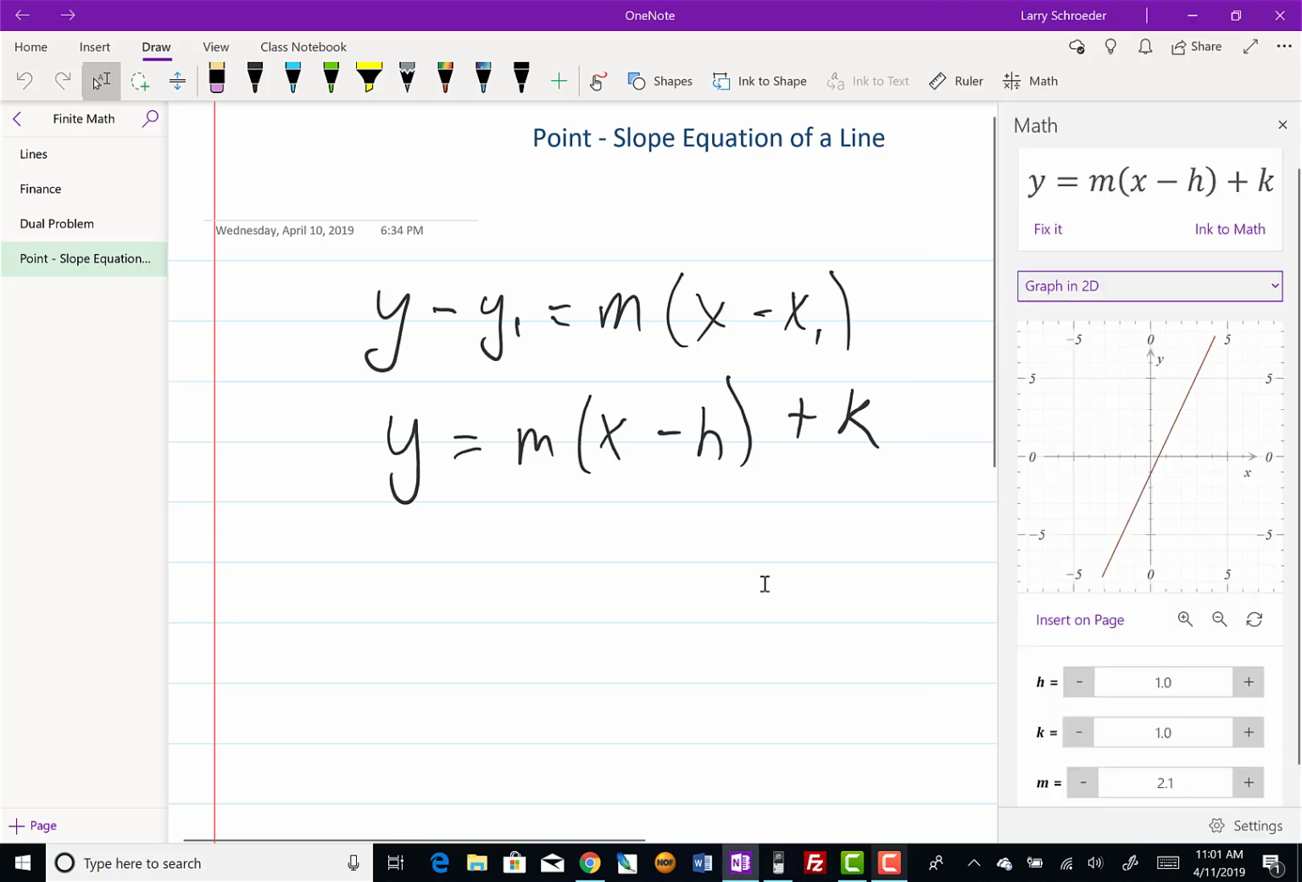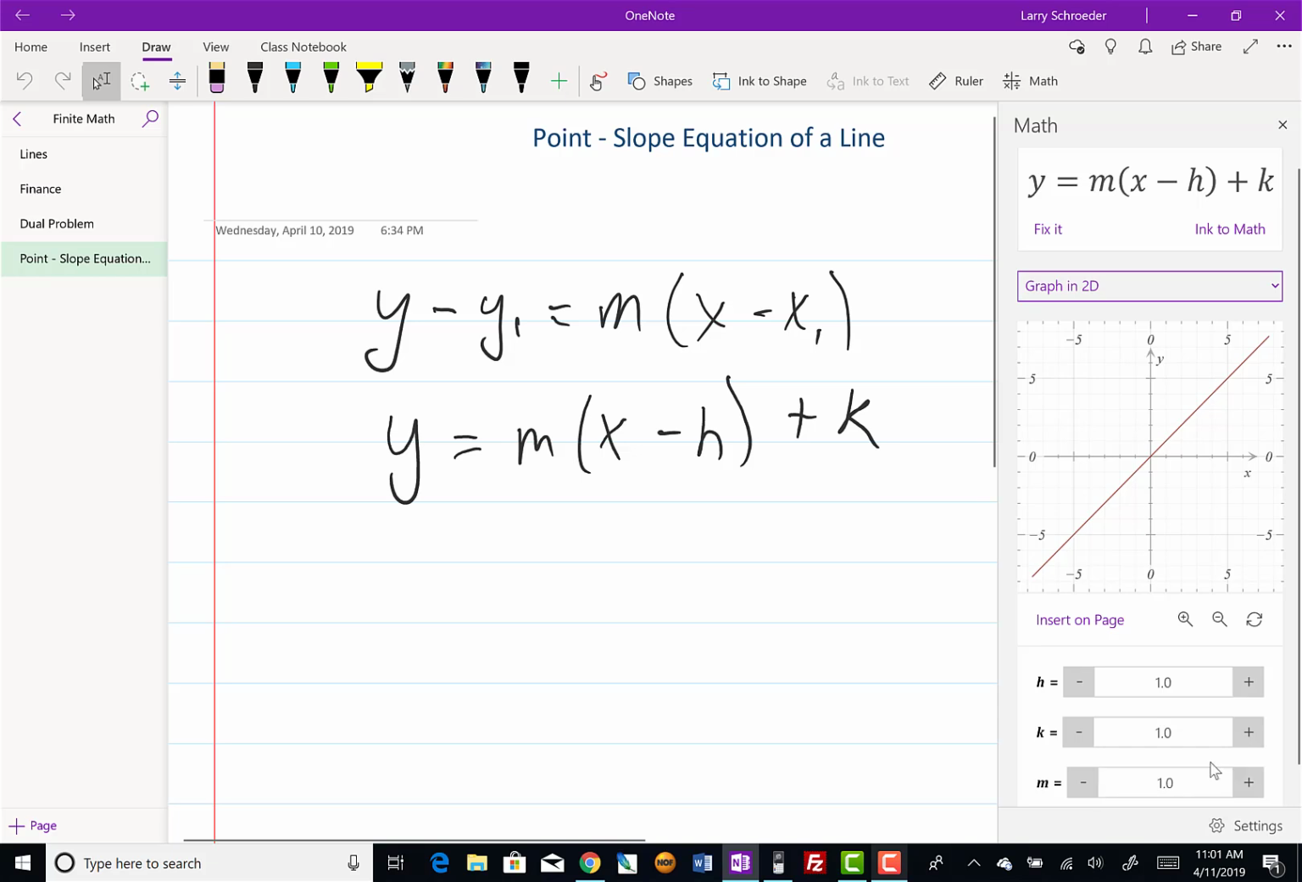So if we go over to OneNote and if we use our math function here with the x minus h plus k and we graph in 2D, it gives us the way to play with these parameters. It actually came out with this originally being 1. So let's move it back to 1. So now we've got it back to 1.